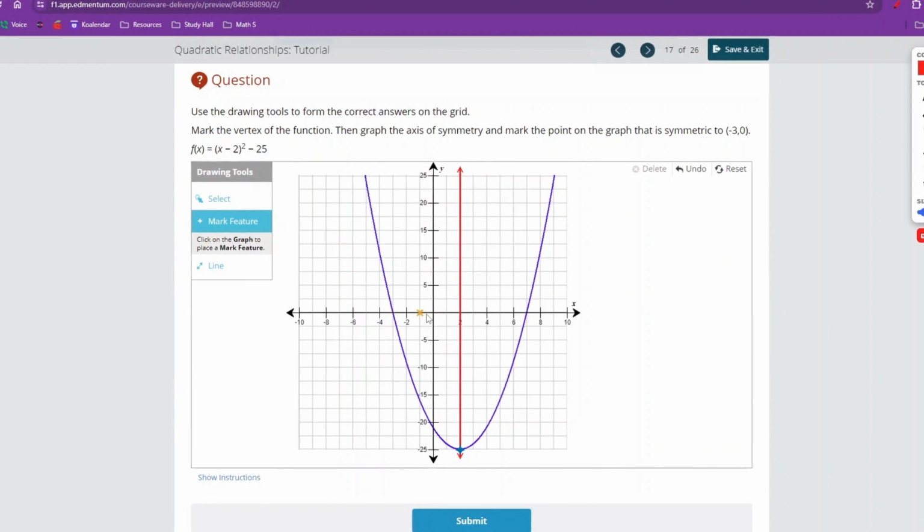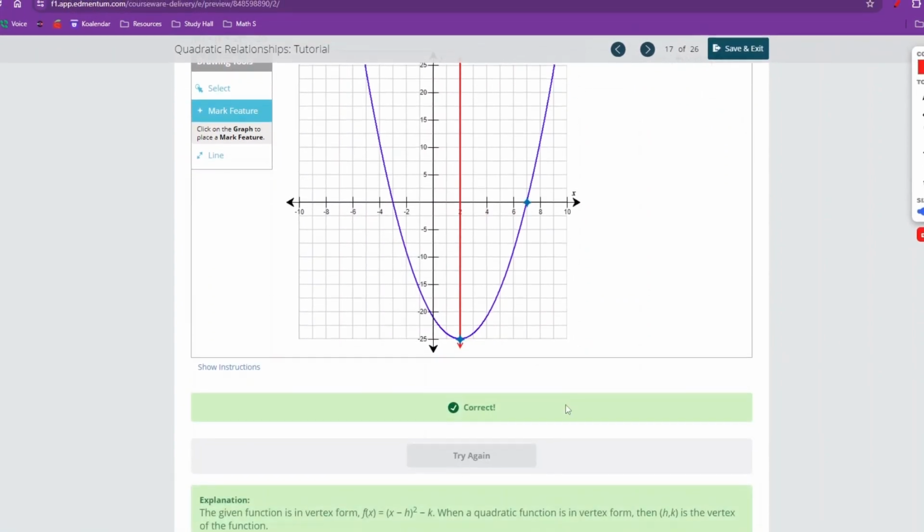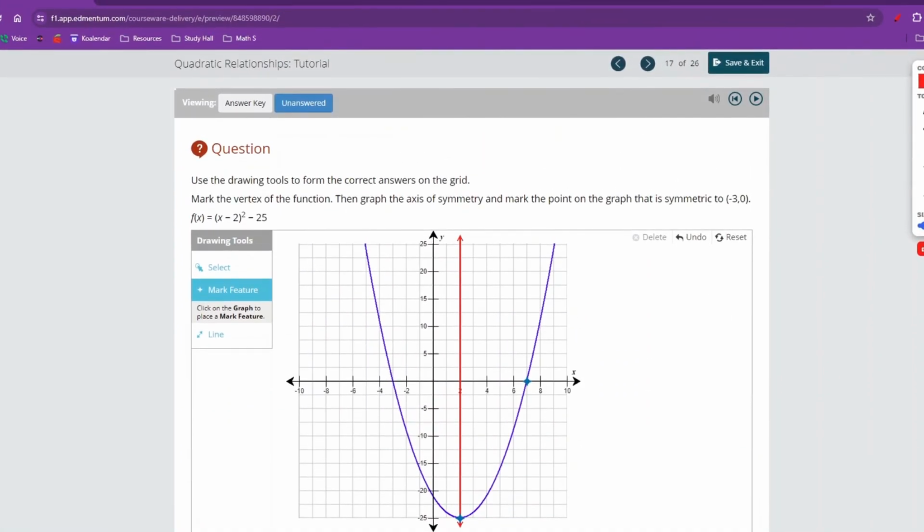Okay, so that's 1, 2, 3, 4 away from the line of symmetry, which means that in order to find its symmetric point, we're going to go 1, 2, 3, hold on. It's over 1, 2, 3, 4, 5. Okay, that makes sense. I just missed the count the first time. So it's going to be 5 away on this side. 1, 2, 3, 4, 5. So that is going to be the point that is symmetric to negative 3, 0 because it is evenly reflected across the line of symmetry. Let's submit, and we are good to go.